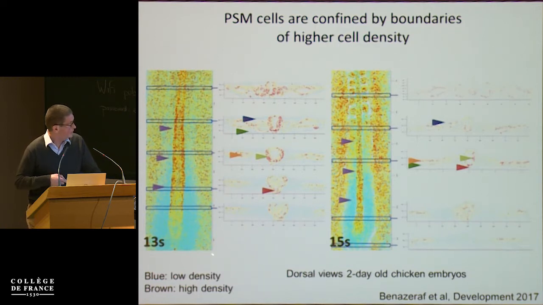So what Bertrand did is to analyze the cell density in the posterior region of the embryo, and here you see two stages, 13 somites and 15 somites in chicken embryos, where the high density is shown in brown and the lower density is shown in blue, and you can see a clear gradient of density along the presomitic mesoderm as you move towards the somitic region here, and you can see also that the tissue is flanked by regions with higher density, like these are the axial organs, and this is the lateral plate. But clearly, the presomitic mesoderm, where you have this high motility behavior, is of much lower density.